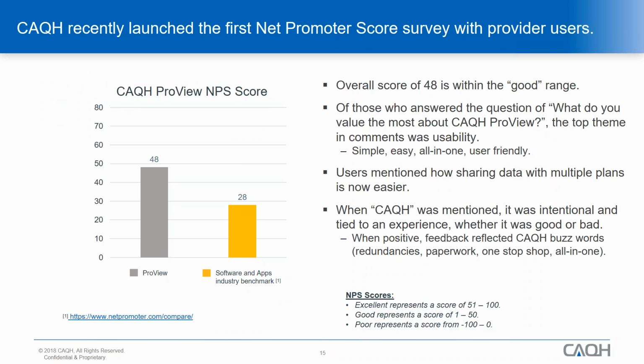But we launched a survey, and some of you may have been asked this survey. We realized that we have a pretty good score. As you can see, the industry average for software and other applications is about 28. ProView receives a score of 48, which is very good. It's not in the excellent range, and we're continually striving to make sure that we're making more enhancements to make our system easy to use for our users, so we can really truly be a world-class solution.